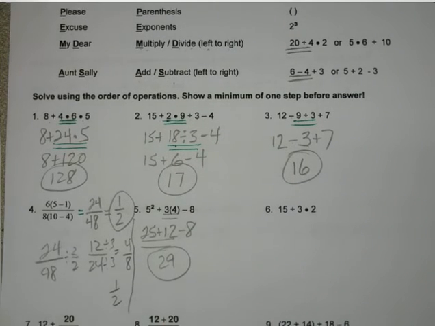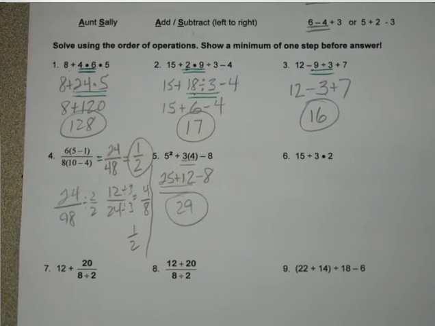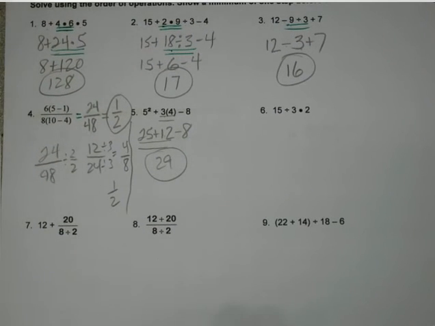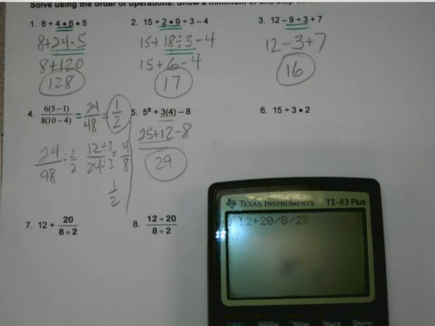Now, here come more of the problems where if you get calculator dependent, they are going to get you. I'm going to guarantee it. Number 7's a big one. Most people just type 12 plus 20 divided by 8 times 2 in there and get themselves an error. Sorry about the delay. I had to go grab my calculator so we can see what happens here.